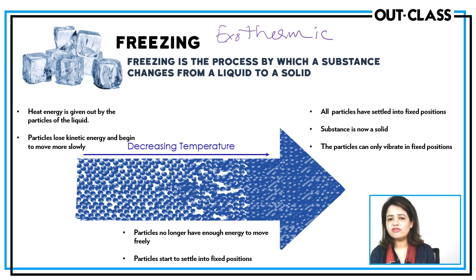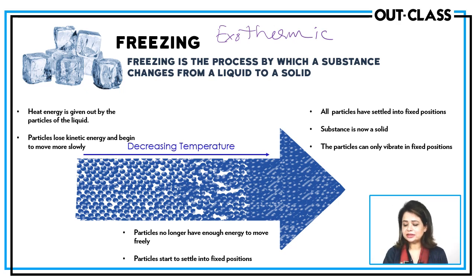Now they can only vibrate about their mean position. They cannot move freely in groups. So all particles settle into fixed positions and convert into solid state. So how does a liquid change into solid?